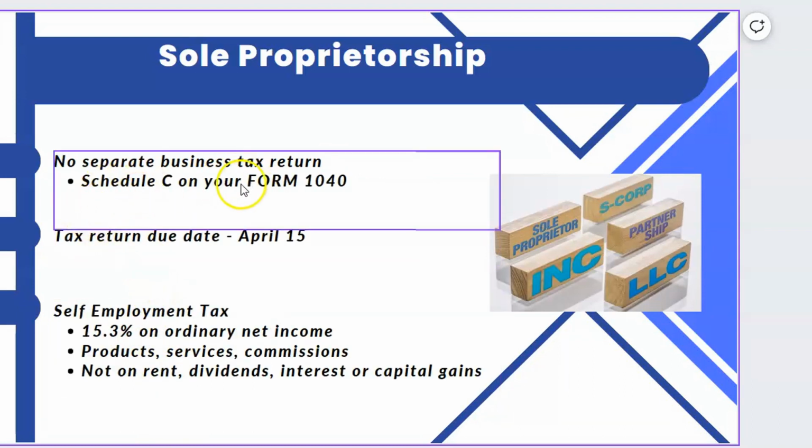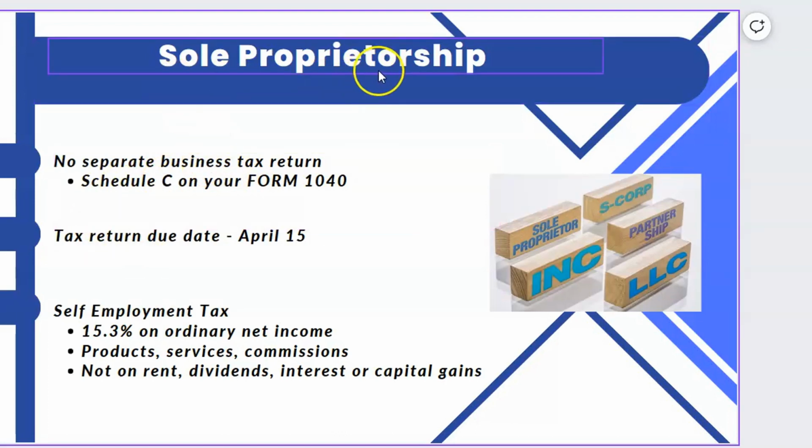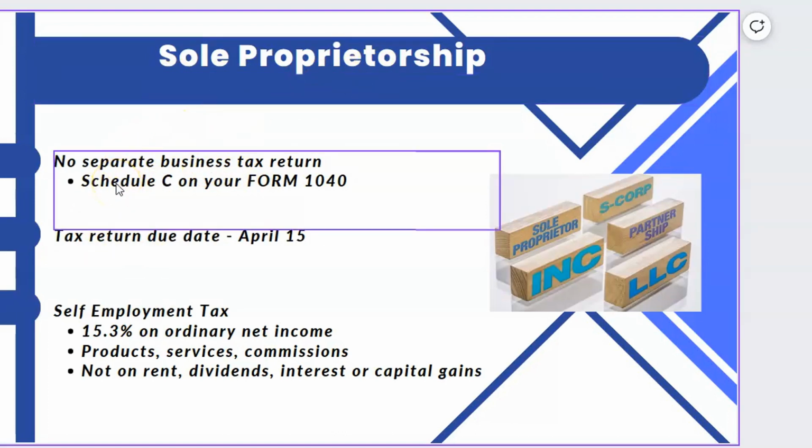Next up, the tax return, right? So you're not going to be filing a separate business tax return for a sole proprietorship. Even though you're kind of acting like a business, all your income and expenses are going to be shown on Schedule C on your personal tax return, Form 1040.